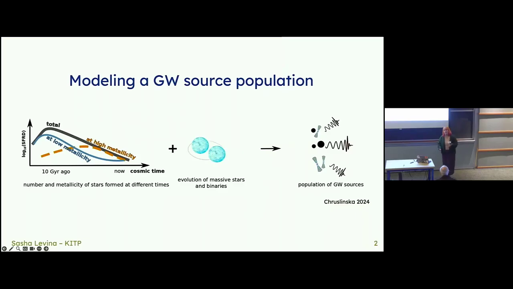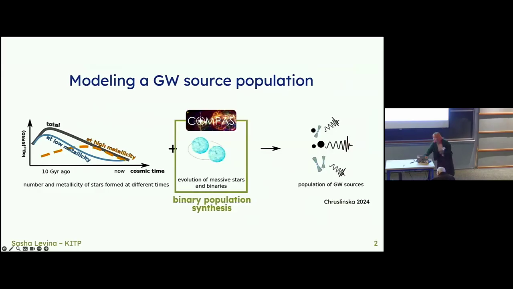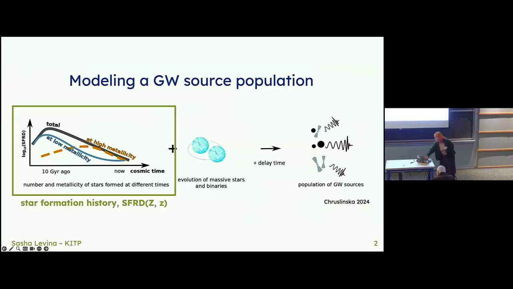And so to model a gravitational wave source population, there are two key components that you need, as was very nicely introduced in the previous talk. So you're going to need some kind of binary evolution model, for which we use the population synthesis code COMPAS. And you also need a star formation history, or a metallicity-dependent star formation rate density, which is going to tell you about the number and metallicity of stars that formed at different times throughout cosmic history. And that is the piece that I'm going to focus on in this talk.